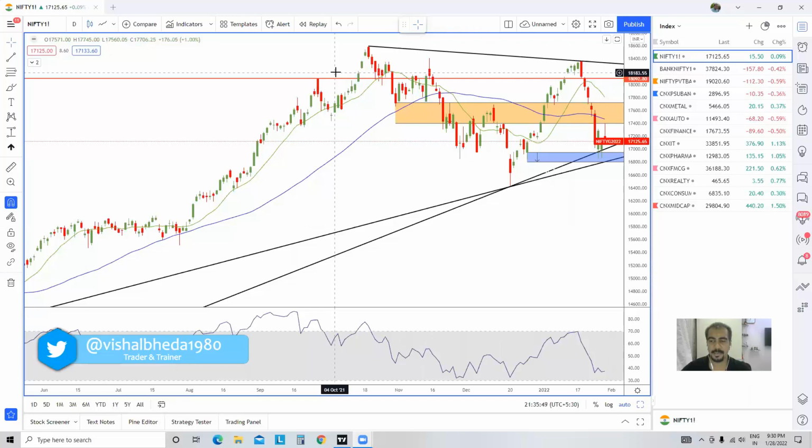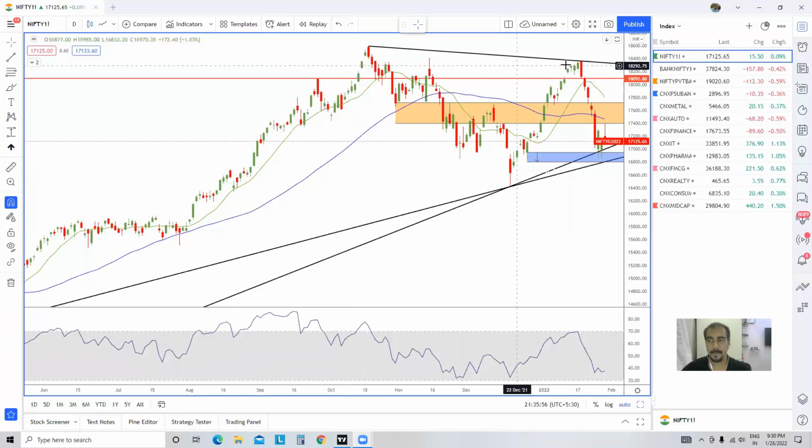We'll be starting this session with the weekly sectoral analysis, and as usual I'll be doing the analysis for Nifty, Banknifty and all of these sectors till the mid cap index.